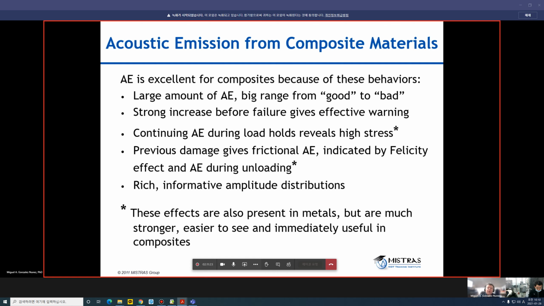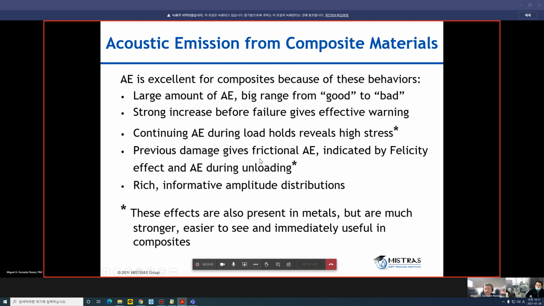So acoustic emission from composite materials: we know that acoustic emission is excellent for composites because of this behavior. There is a large amount of acoustic emission, and it can go from a big range, from good to bad. It can be a very strong increase before failure, which gives us an effective warning. There is continuing acoustic emission in load holds that is revealed at high stresses.